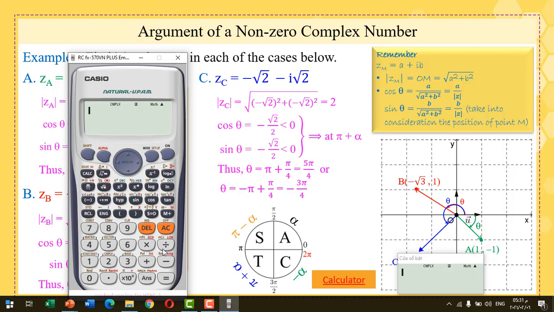And for the third case, we have negative radical 2 minus i, also radical 2, this is equal to, then Shift 2, 3 equals, the modulus is 2 and an argument is negative 3 pi over 4. Now, which method is more preferable? Of course, the calculator is more preferable because it saves time.